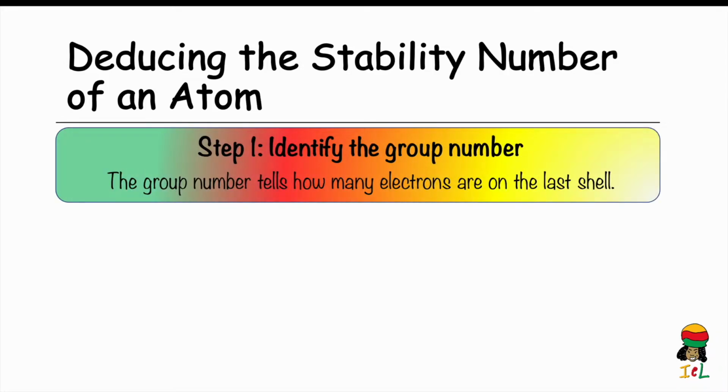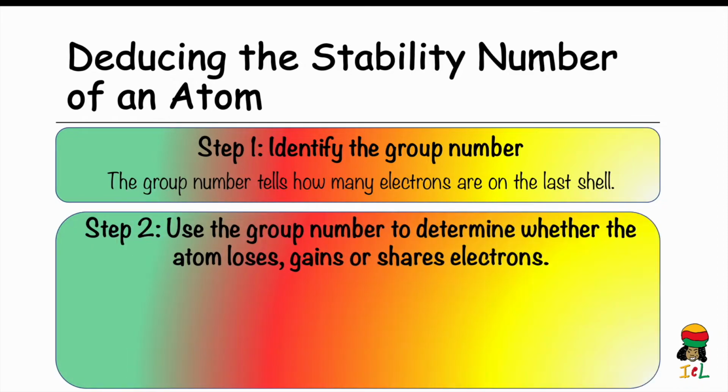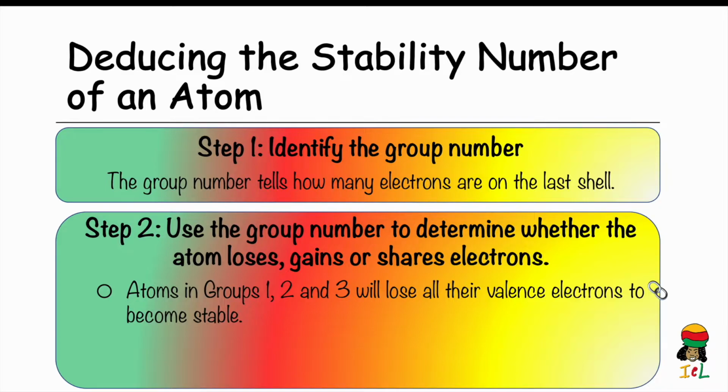Step 1, identify the group number. Once we know the group number in which the atom is located, it tells us the number of electrons on the last shell of the atom. Step 2, deduce whether the atom will lose, gain, or share electrons based on its group number. Now, atoms in groups 1, 2, and 3 will lose their valence electrons to become stable. We're going to follow this link for an illustration to show why groups 1, 2, and 3 atoms will lose their electrons to become stable.